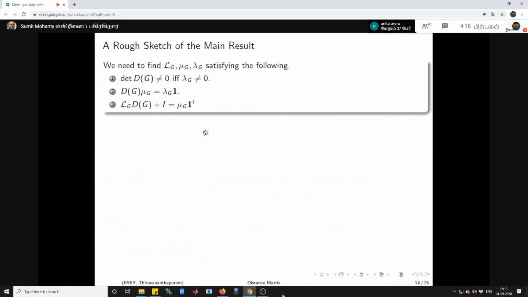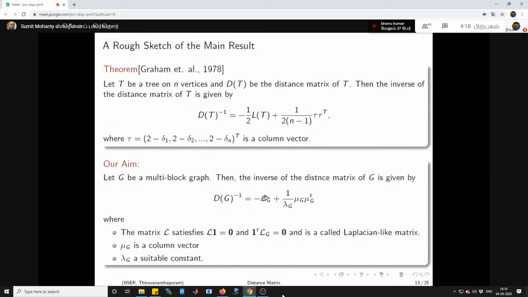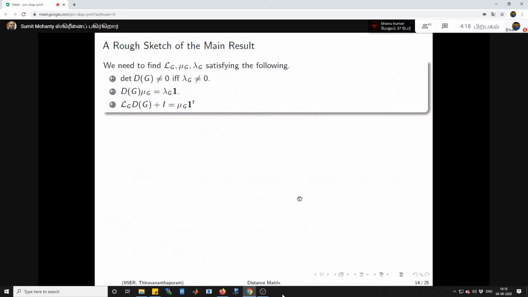Basically, we need to compute these parameters to determine the inverse. So how to compute it? You need to prove the following results, determining these parameters satisfying this. The determinant of D_G is non-zero if and only if lambda G is non-zero, and the distance matrix times this mu column vector gives the constant vector of all ones, and L D plus I equals mu times 1 transpose.